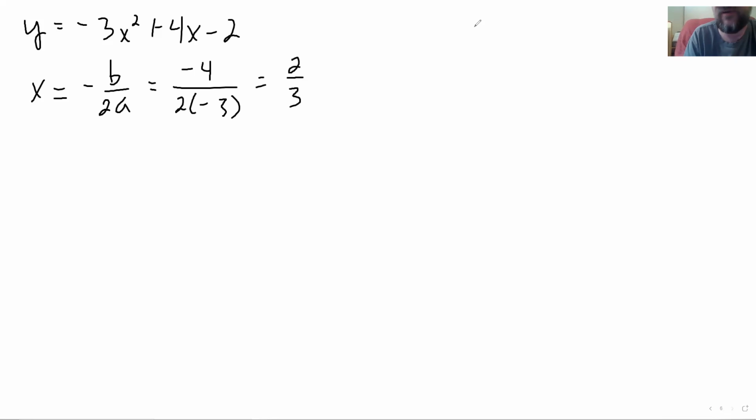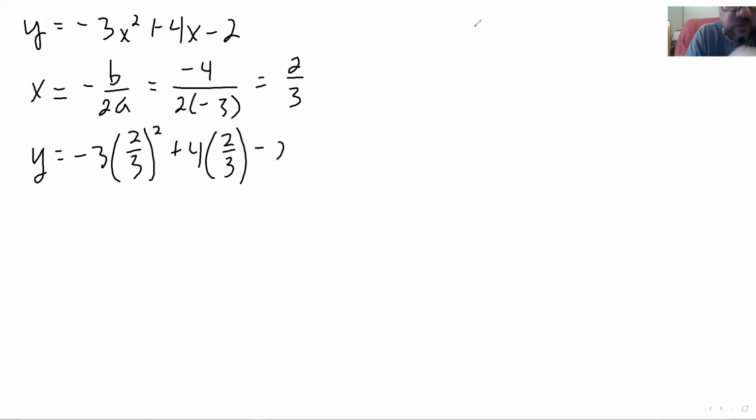All right, well, this one's going to be messier because now I've got some work to do, right? I have to put 2/3 in for x here, which is kind of a pain. But what are you going to do? -3 times 2/3 squared plus 4 times 2/3 minus 2. All right, so that's, like I said, a little bit messier.